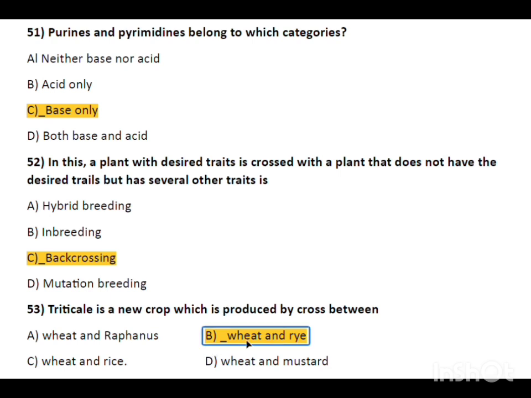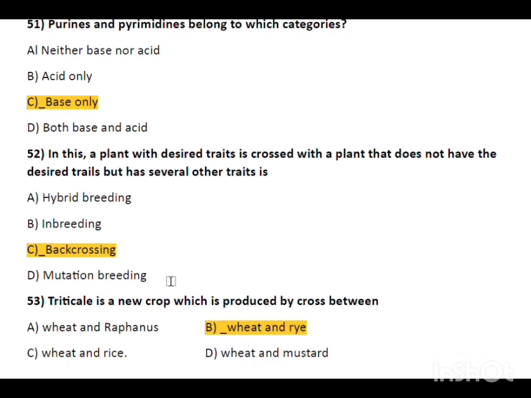The scientific name of wheat is Triticum aestivum and the scientific name of rye is Secale cereale. So this triticale comes from a combination of two words. Tritic comes from Triticum and cale comes from Secale.